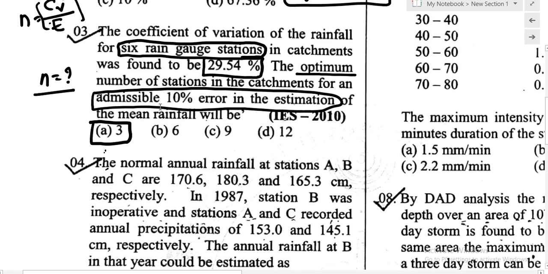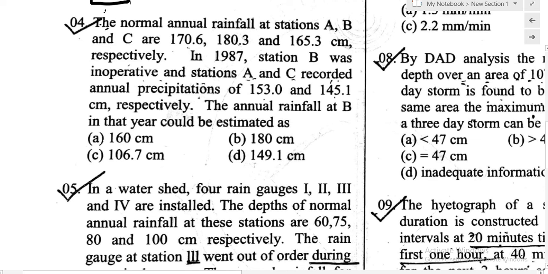Now you see the fourth question. The normal annual rainfall at stations A, B, C is given: 170.6 centimeters at A, 180.3 at B, and 165.3 centimeters at C. So these are the normal annual rainfall values given.